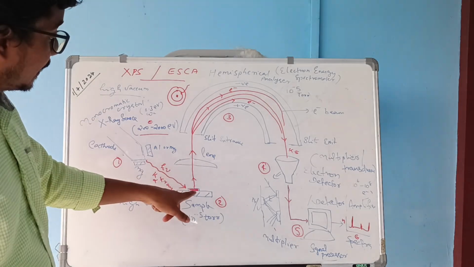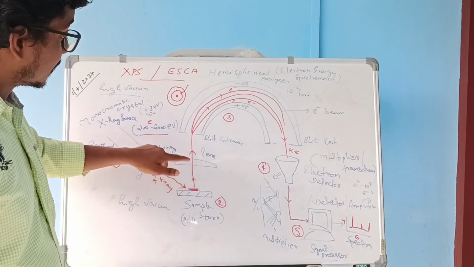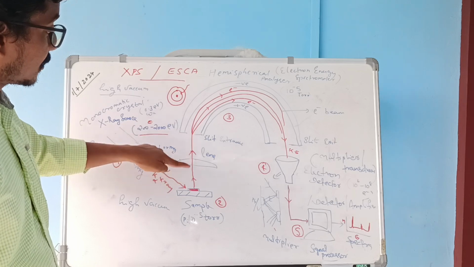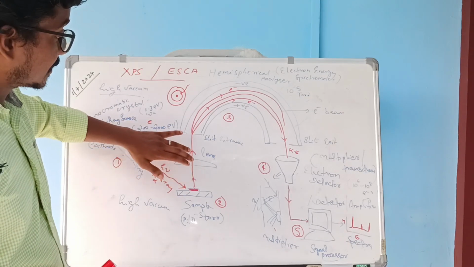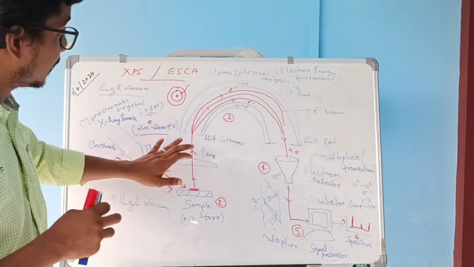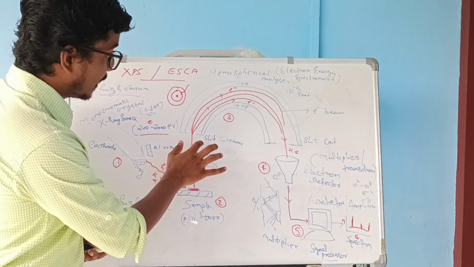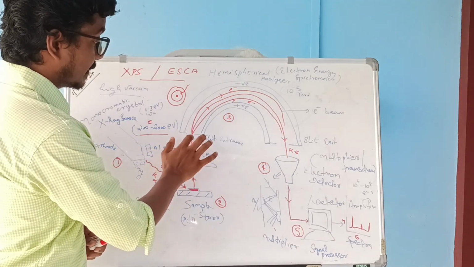When the X-ray hits the sample surface, the electrons are ejected. The ejected electrons are collected and passed through a lens, which focuses them, and they move through a hemispherical analyzer with a slit entrance.